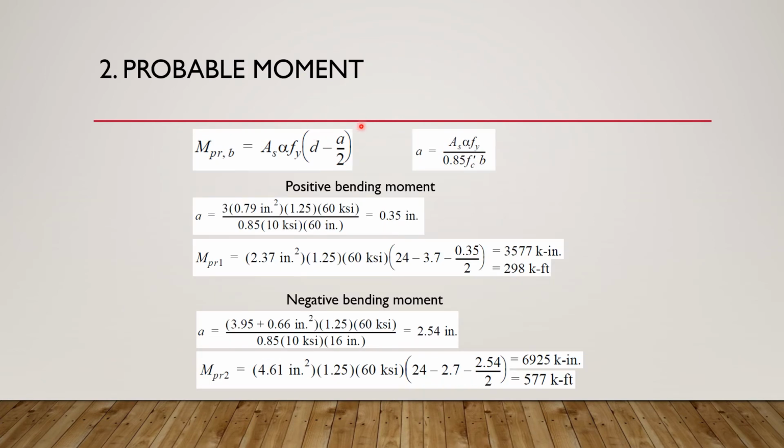Then we have the probable moment to find the shear of the column. The probable moment is the tensile force of the steel in the left or right, and that is this, and the second expression is this distance of this steel. In this case, this alpha is the post fluency of the steel that is 125. We know how to find the expression A, and we have to find it for positive bending moment and negative bending moment.